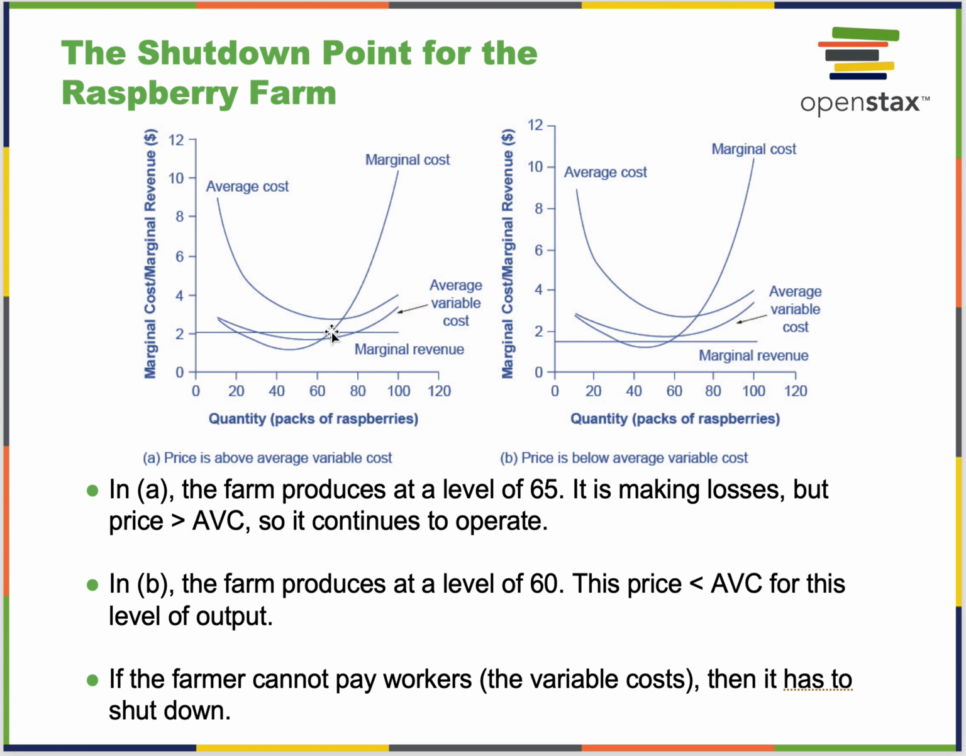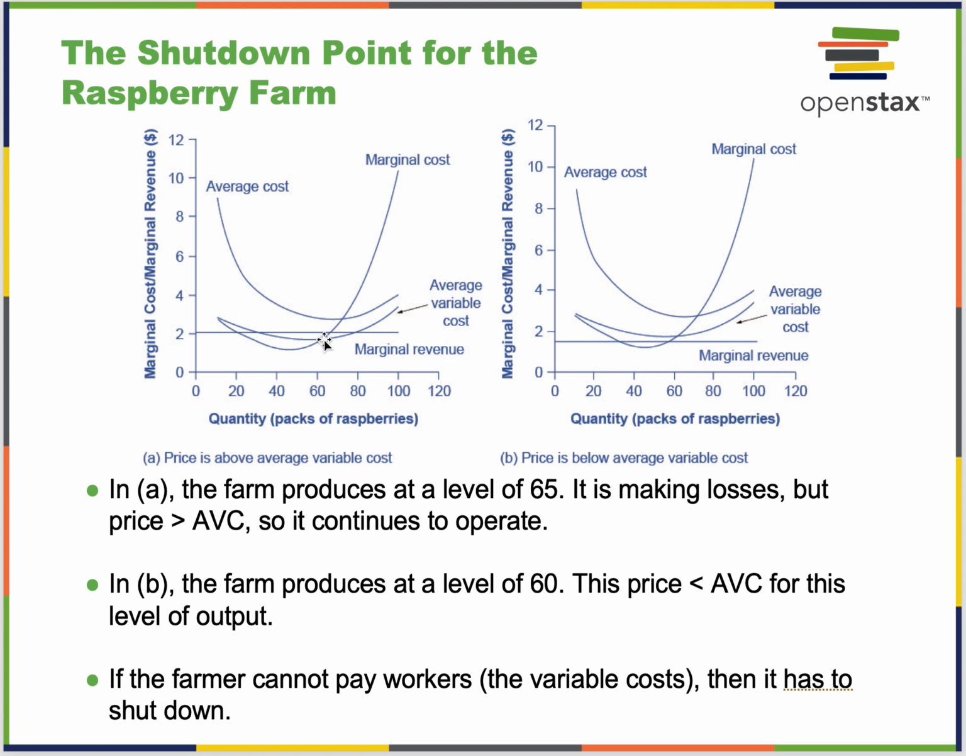Or my price is above the average variable cost, so it means I'm having a positive margin in here. Sorry, excuse me, I got confused. Let's just read this. In A, the farm produces at a level of 65. It is making a loss, but as the price is above the average variable cost, it continues to operate.